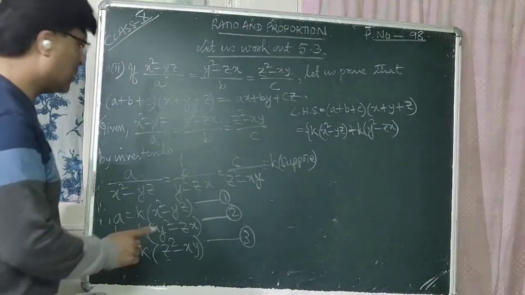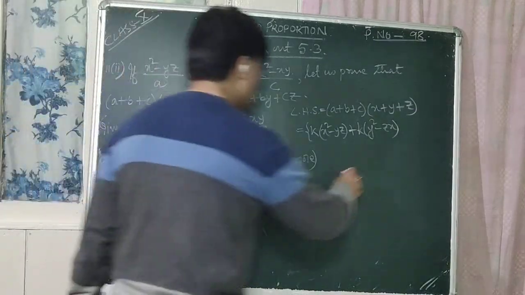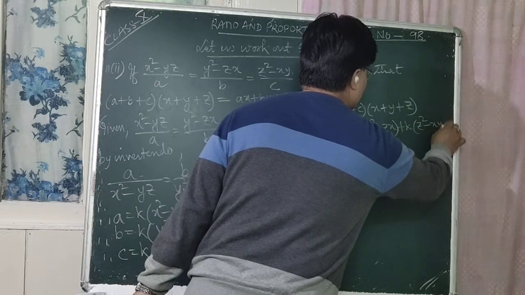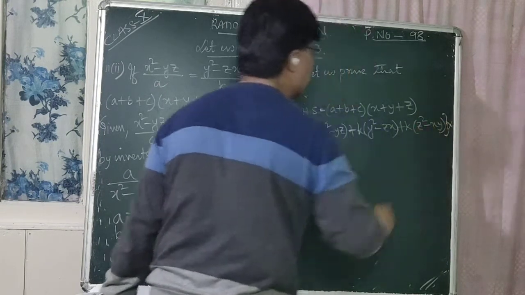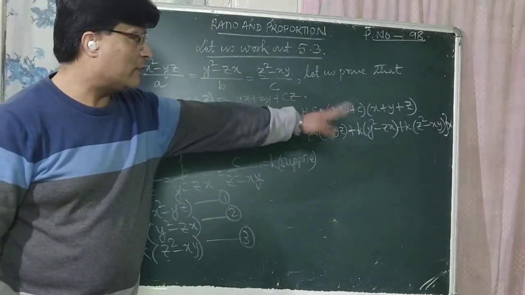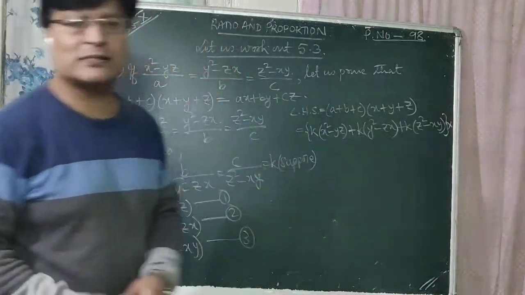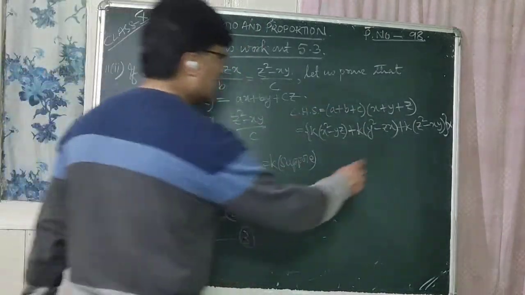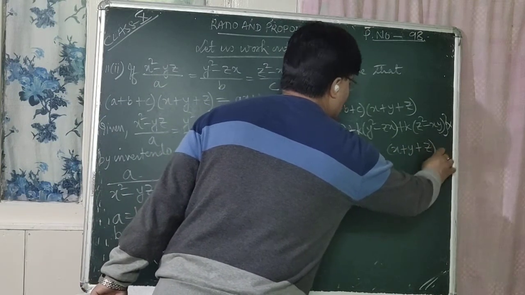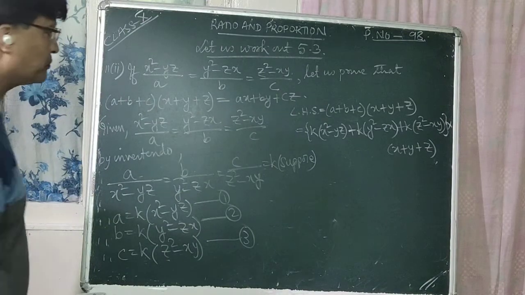Then again, what is the value for c? k into (z² − xy). So here the second bracket is closed, and since there is no space out there, we will write down the second factor in the next step. This is the continuation part. This is (x + y + z). Is that clear to all of you?